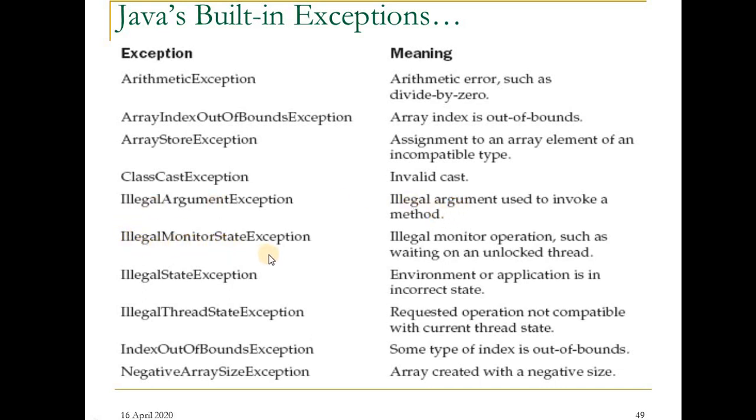Illegal monitor state exception: illegal monitor operation such as waiting on an unblocked thread. Illegal state exception: environment or application is in incorrect state. Illegal thread state exception: requested operation not compatible with current thread state. Index out of bound exception: some type of index is out of bound. Negative array size exception: array created with a negative size.